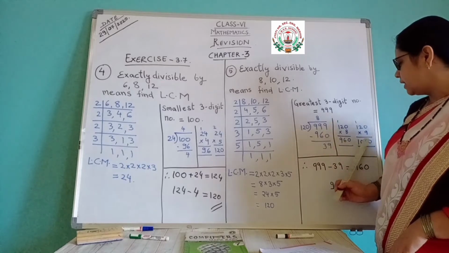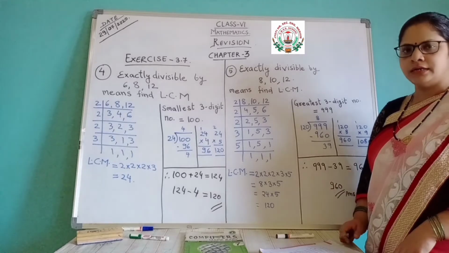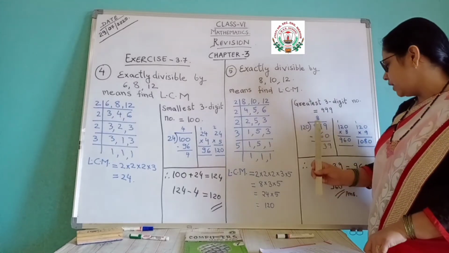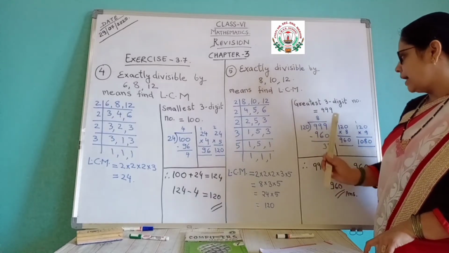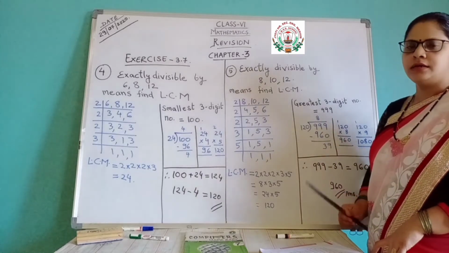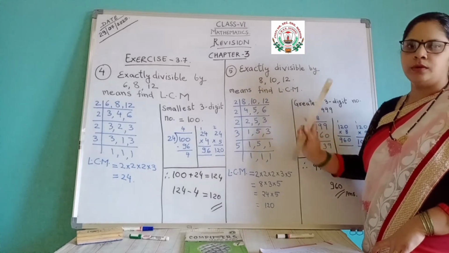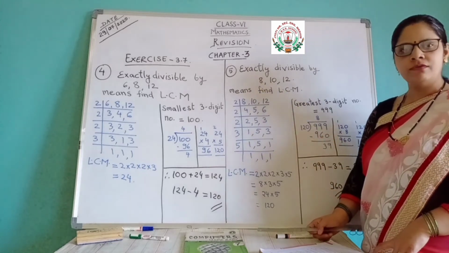In this, if you are taking the next number, it will come as a 4-digit number, but we want the greatest 3-digit number, so we are going for 999 minus 39, that is 960. So this is the greatest 3-digit number which is exactly divisible by 8, 10 and 12. So this completed question number 5.